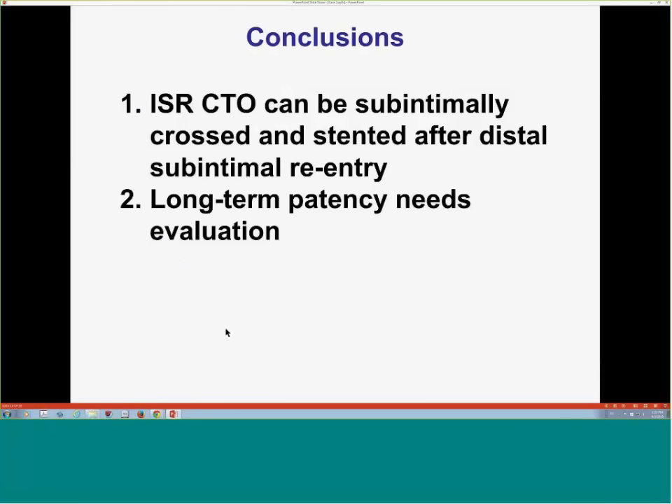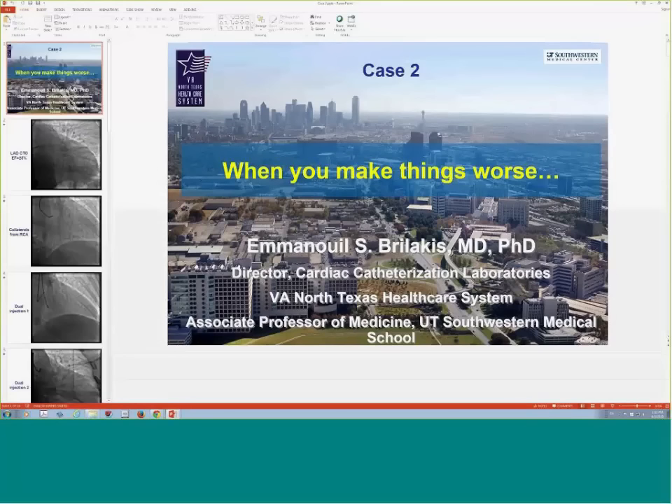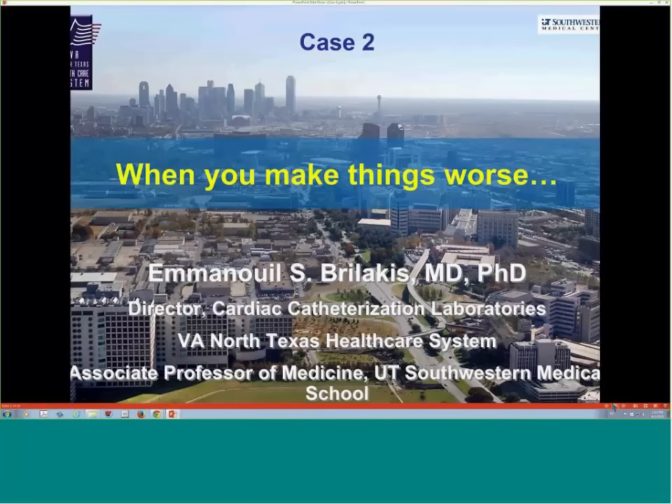Absolutely. And actually, coincidentally, the guys from New Orleans just published a similar case where they did the exact same thing. They went subintimal, crushed the old stent, and then they did a follow-up angiogram at 6 months in this patient, and the patient had a patent stent. But again, in Stefan Rinfret's case series of subintimal dissection reentry, ISR lesions are the ones that had the higher stenosis rate. So clearly the ones we need to worry more about.